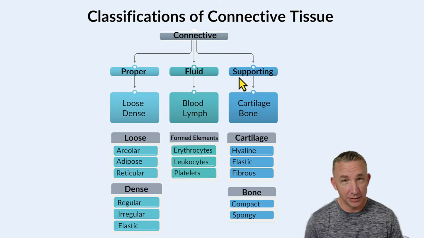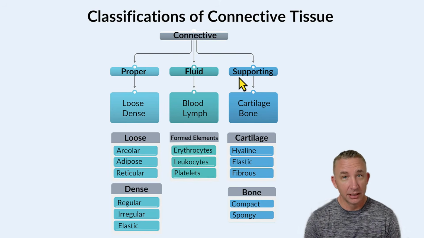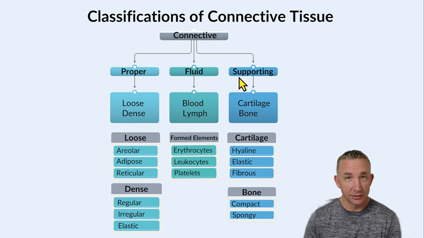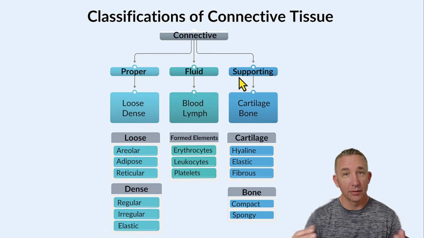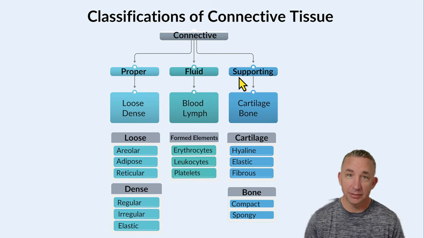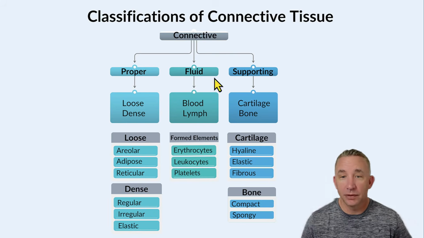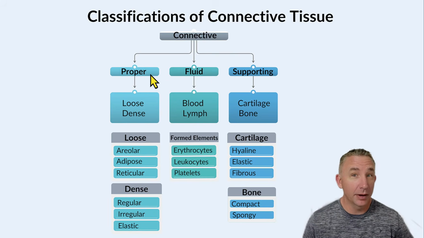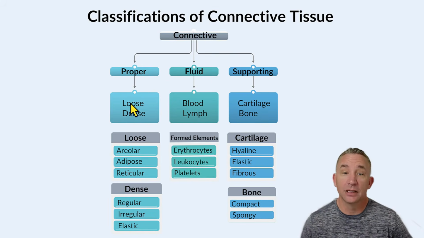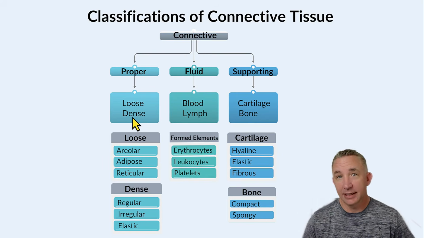We talked about levels of organization. You get to chemicals, cells, tissues. 4 types of tissues. Now we're on connective. Now we're learning 3 types of connective. So proper, fluid, and supporting, but we can break down proper into 2 types, loose and dense, and that's describing the physical nature of how it's designed.